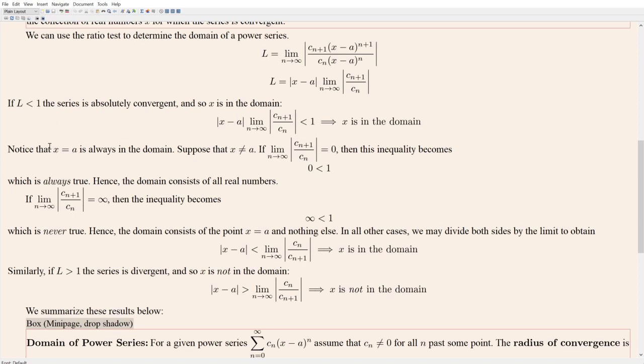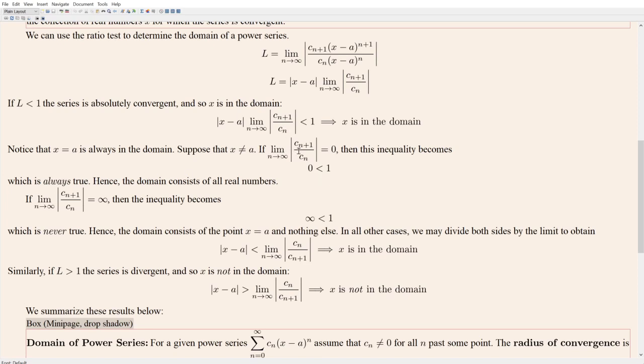So suppose, for instance, that x is equal to a. So x is at the center point. Well, if x is equal to a, then x minus a is equal to 0. So this inequality becomes 0 less than 1. Well, of course, that's true. So that means that this value is in the domain, because it gives you a true inequality. So suppose that x is not equal to a.